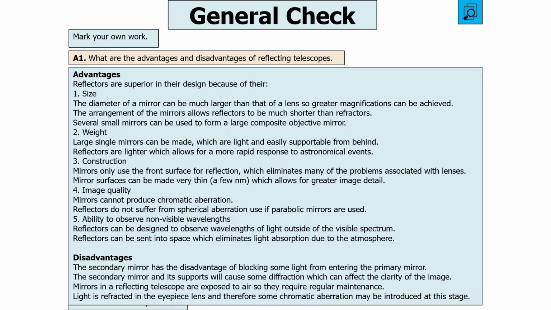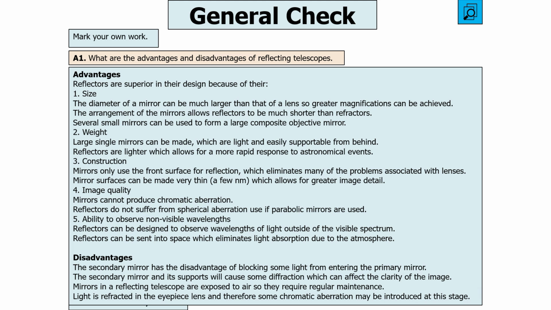So the advantages are, firstly, their size. The diameter of a mirror can be much larger than that of a lens, so greater magnifications can be achieved. The arrangement of the mirrors will also allow reflectors to be much shorter in length than refractors, because several small mirrors can be used to form one large composite mirror.